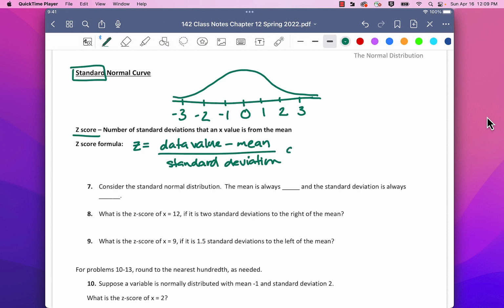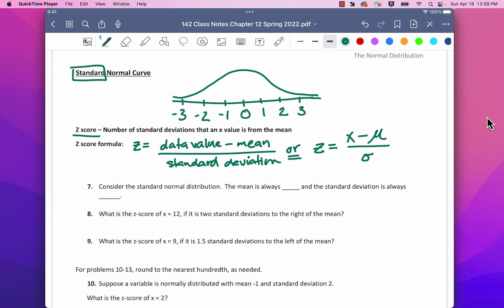The other way you can write this, and the way you might see it written out, or I might write it in the notes at some points, is that z is equal to x minus mu, again that's our mean, over sigma, our standard deviation. This is just using notation instead of words.